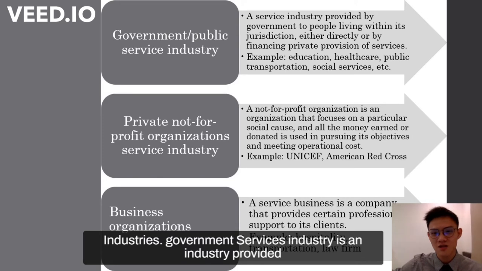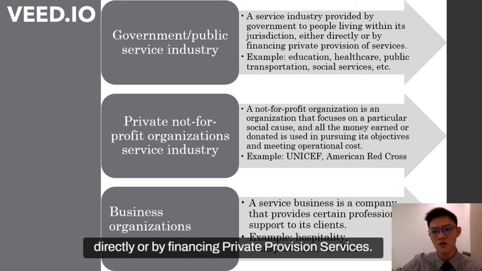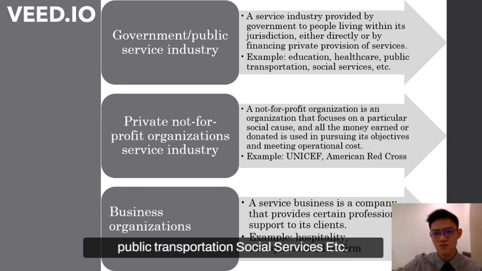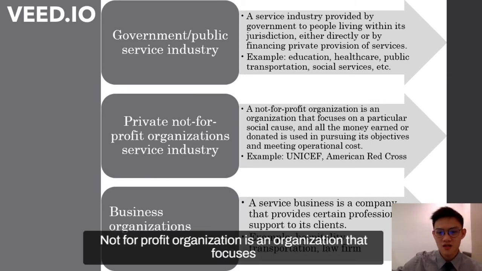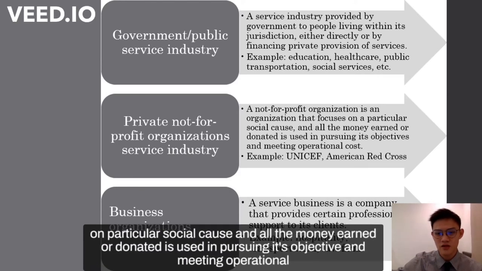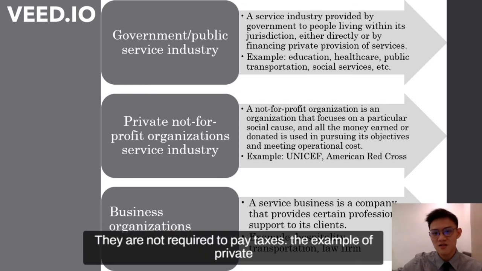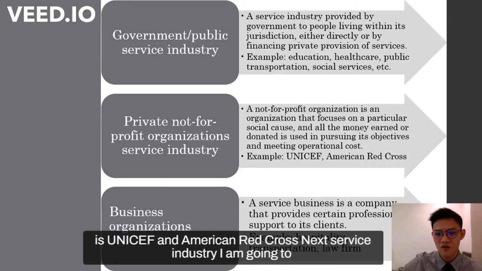The government service industry is an industry provided by the government to people living within its jurisdiction, either directly or by financing private provision of services. Examples of the government service industry are education, healthcare, public transportation, social services, etc. A not-for-profit organization is an organization that focuses on a particular social cause, and all the money earned or donated is used in pursuing its objective and meeting operational costs. A not-for-profit organization does not earn any profit for its owner. In many cases, they are not required to pay most taxes. Examples of private not-for-profit organizations are UNICEF and the American Red Cross.